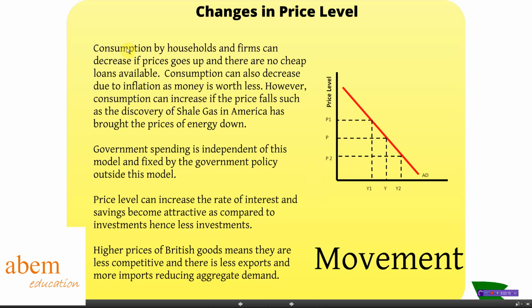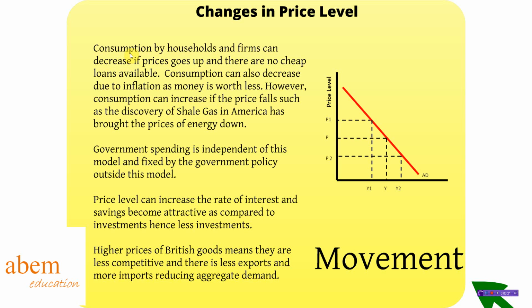Why does this take place? The first thing is to look at the consumption by households and firms, which decreases if the price level goes up, as there are no cheap loans available. Consumption can also decrease due to inflation, as money is worth less. However, consumption can increase if the price falls, as what has recently happened in America. The discovery of shale gas has brought down the prices of energy. Government spending is independent of this model and fixed by government policy outside the model. Investment can fall if the rate of interest and savings become attractive compared to investments, hence less investment. High prices of British goods mean they are less competitive, and therefore people from abroad will buy them less, and reduced exports will bring down net exports and hence contract the aggregate demand.